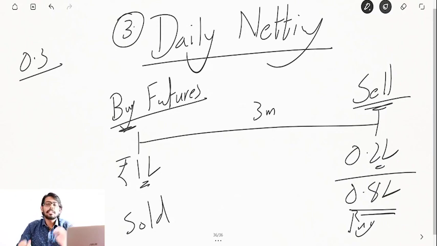What the stock exchange will do is, it will not wait till the end of 3 months or till you sell. After 2 months also you can sell. It is not going to wait for that.